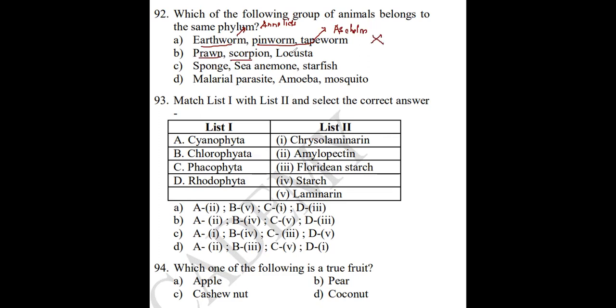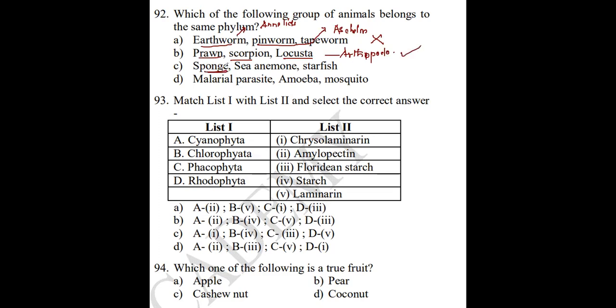Prawns, scorpions, and locust. Everything is going to be arthropods. So they belong to the phylum Arthropoda. Arthropods usually have classes, so in that there are going to be all these things. So this is a correct statement.